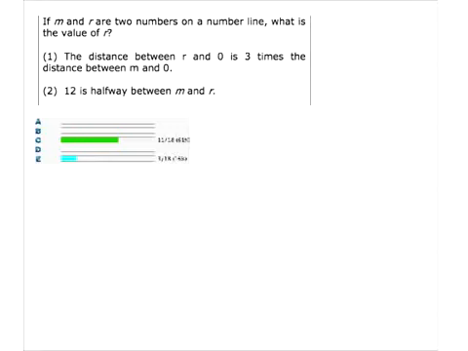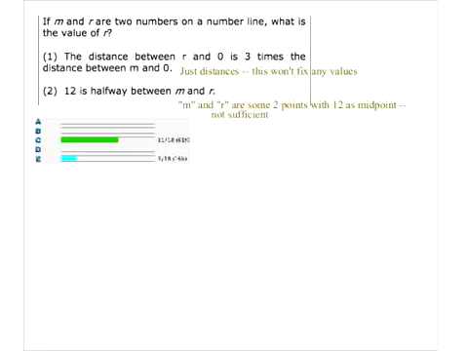What is the value of R? I think we can safely get through the first couple of options pretty quickly. These are just distances, so by themselves they're not going to give you anything. This won't fix any values. Nobody picked A, B, or D, so I'm assuming we can do this part quickly. 12 is halfway between M and R. This just means that M and R are some 2 points with 12 as midpoint. That's not specific enough. So individually they're not sufficient, and we have to put them together.